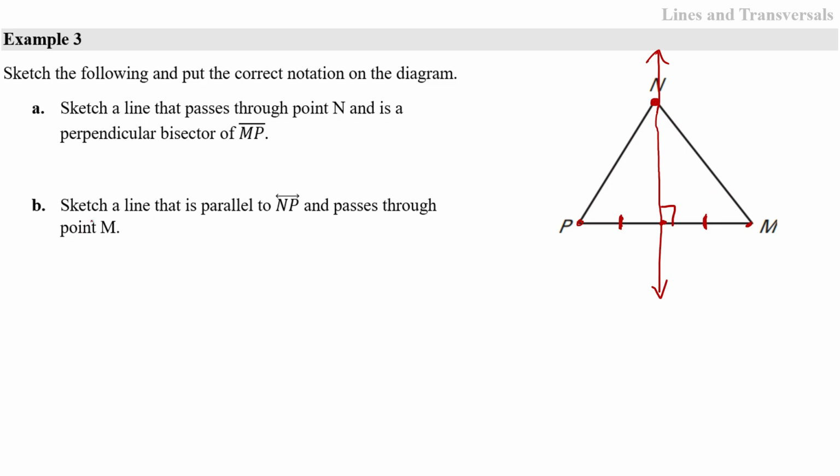And then for B, sketch a line that is parallel to NP. So NP is this line right here, and the new line has to pass through point M. To be parallel, it has to go in the same direction, but it has to pass through that point M. And remember, the notation is to put these little triangles like that. These triangles signify that those two lines are parallel.